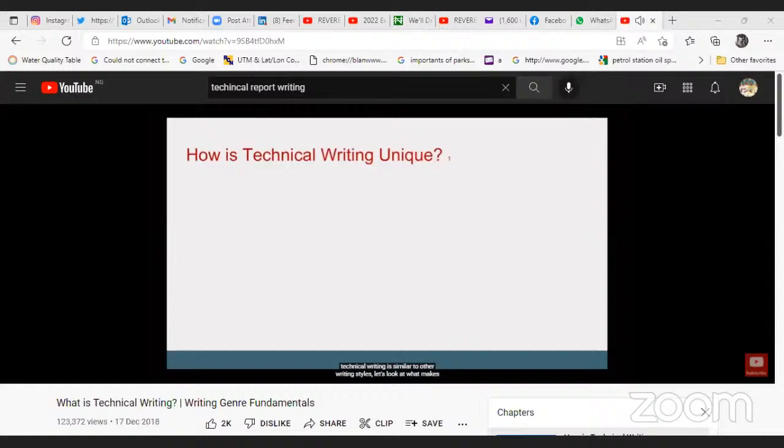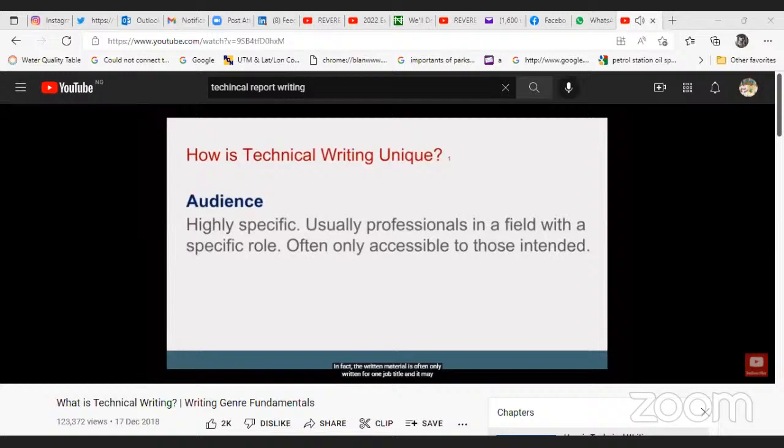First, the audience, or readership, is usually much more specific than in other writing styles. In fact, the written material is often only written for one job title, and it may only ever be seen by those it's written for. For example, instructions for putting together a military airplane would only be useful for an aircraft engineer, but the plans would probably only even be accessible to those particular engineers working on the project. This is an extreme example, but the same is true for employee handbooks, professional lab reports, business proposals, contracts, and more. It's likely that only those involved in the project will even ever see the document.